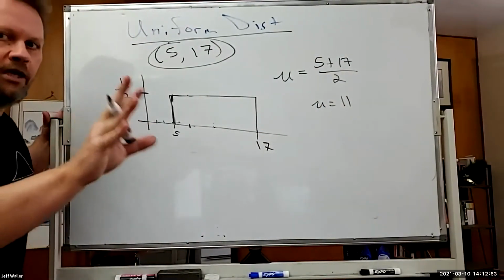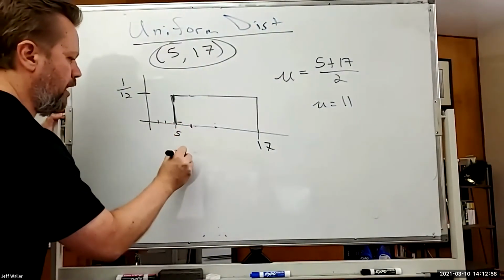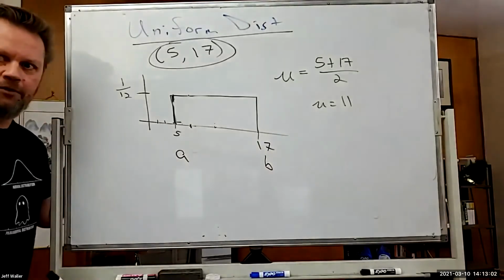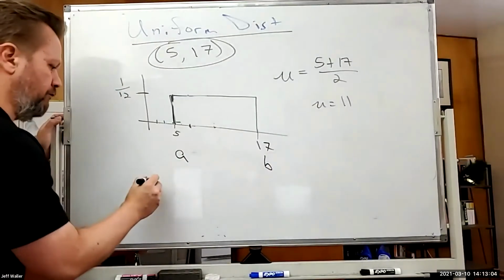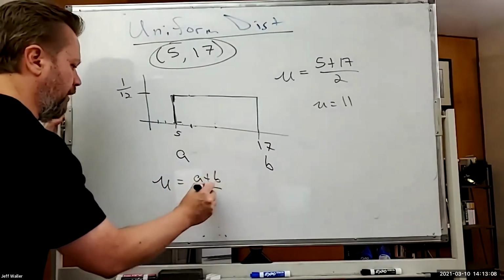So in general, we call the lower number A and we call the upper number B for uniform distribution. So what's the general formula for the mean? It would be A plus B divided by 2.